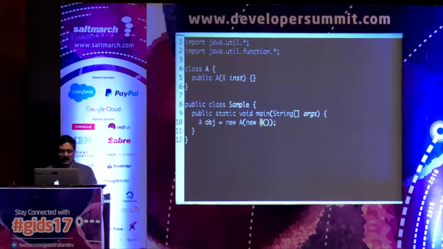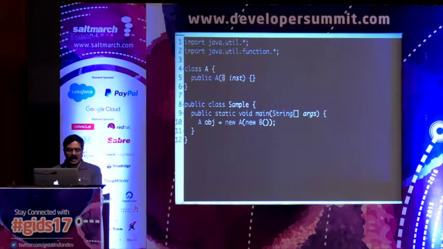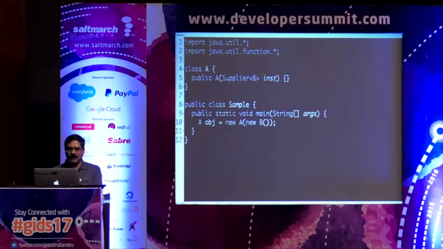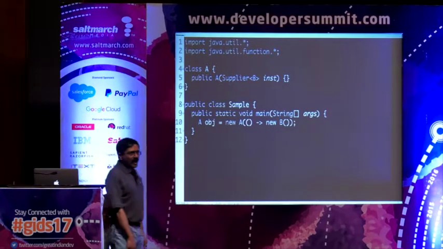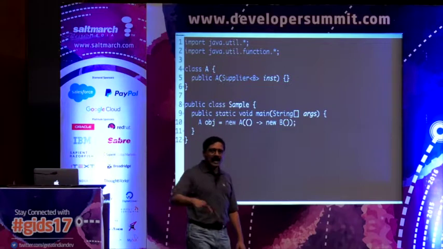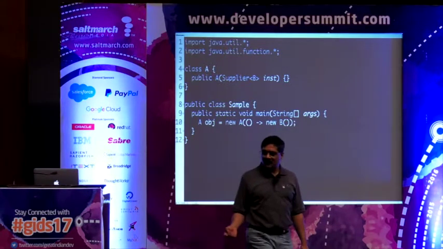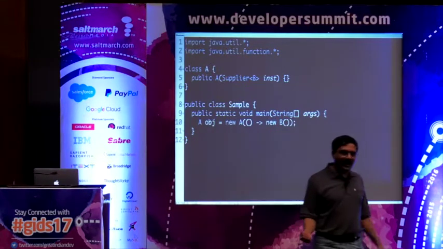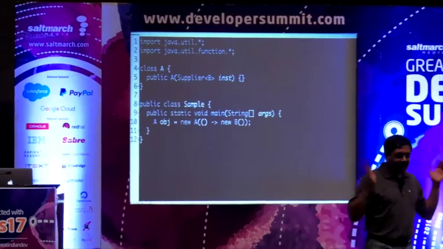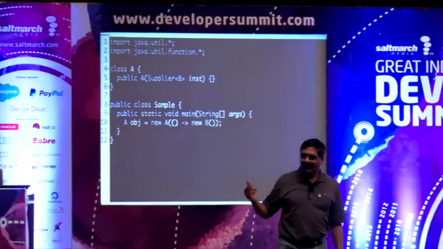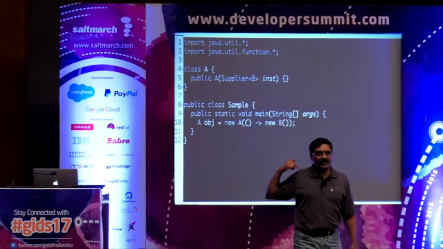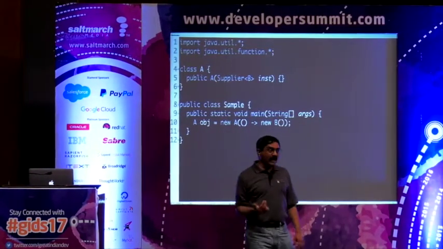Let's turn this around. Let's go back here and say supplier of B instead of B. Then what do you do here? A parenthesis that. Now you're saying, I'm going to wait until A really needs the object B. If A doesn't need the object, I would never create it. But the time when A needs an object, I'm going to create an object of B and give it to it. So this is again a lazy evaluation.